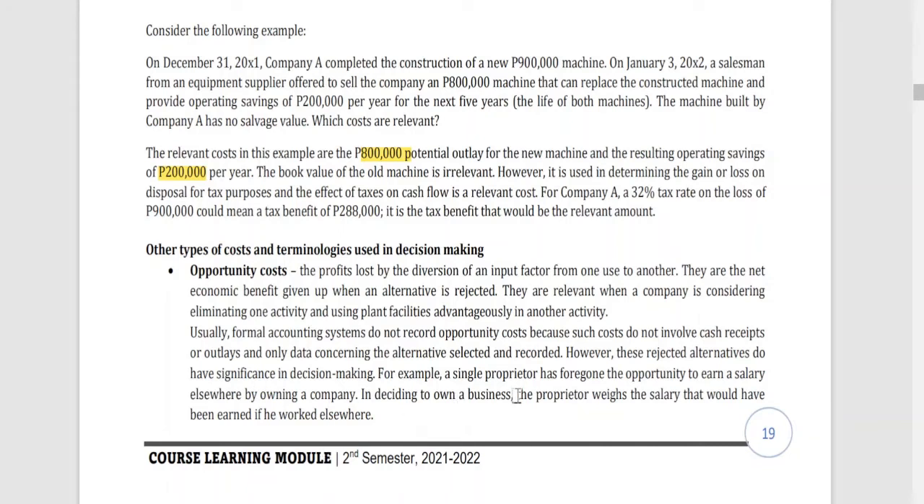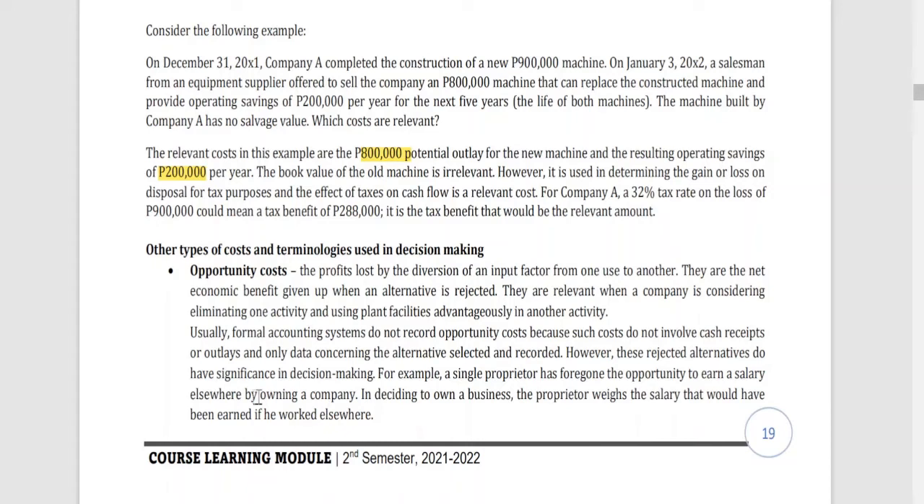For example, a single proprietor has forgone the opportunity to earn a salary elsewhere by owning a company. So, duha ang alternative ani: owning a company or working as an employee in another company. So, ang isa, owner ka, or the other one is employee ka. Di ba kung mupili ka nga mag-start sa own business, you have your own company, unsa may mawa nimo kung wala ka nagpa-employ, wala ka nag-work sa another company.